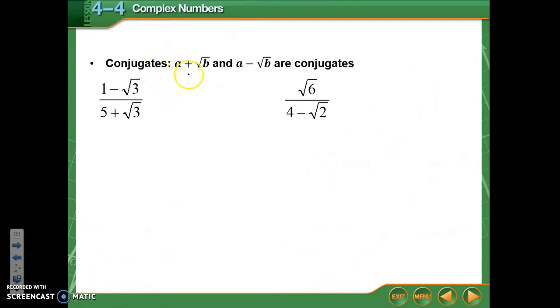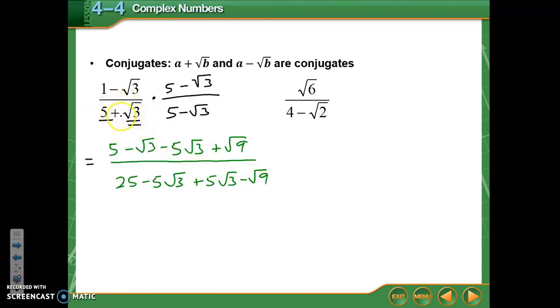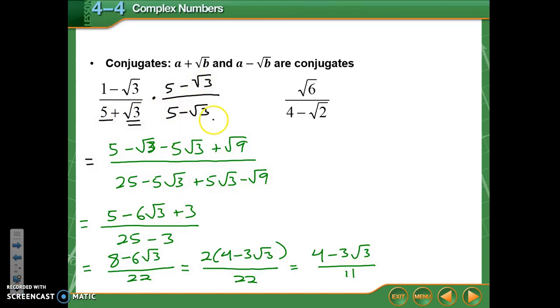Okay, conjugates, if you'll remember, here my denominator has two terms, 5 plus the square root of 3. So in order to rationalize this, I have to multiply by its conjugate. The conjugate is just the denominator with the opposite sign, so we multiply by 5 minus square root of 3. So take a second to look at the work here. The reason that we multiply by the conjugate is that here in the denominator, my middle two terms will cancel, and the rest of this work is just simplifying until I get down to 4.